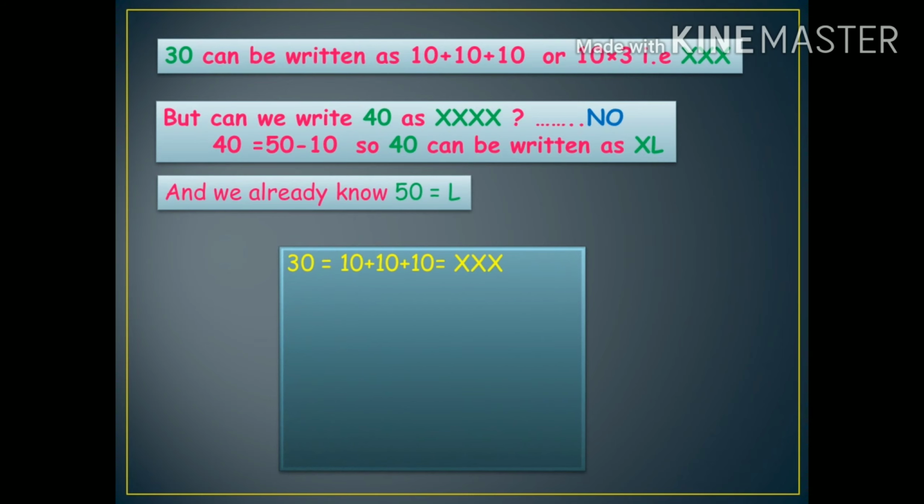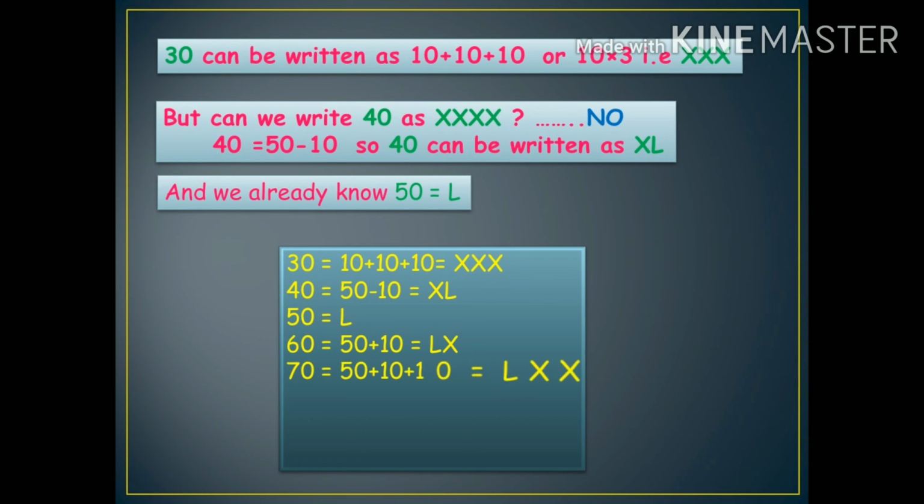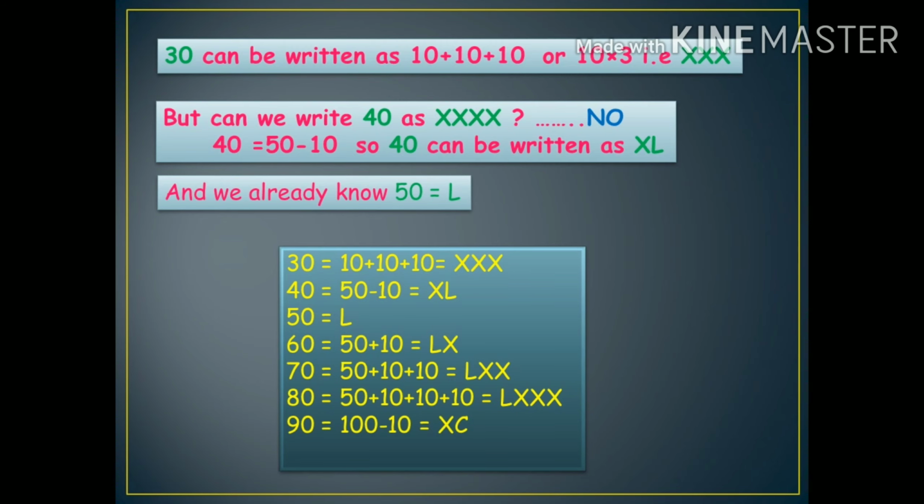Now 30 can be written as XXX, 40 is equal to XL, 50 is equal to L, 60 is equal to LX by adding 10 to 50. 70 is equal to LXX, 80 is equal to LXXX, 90 can be written as 100 minus 10, that is XC, and 100 has a special symbol C.